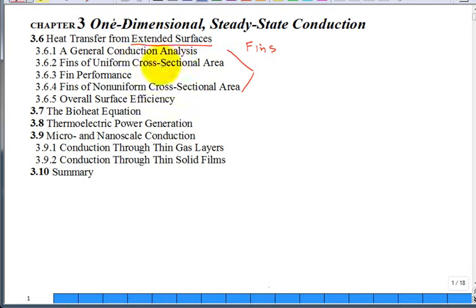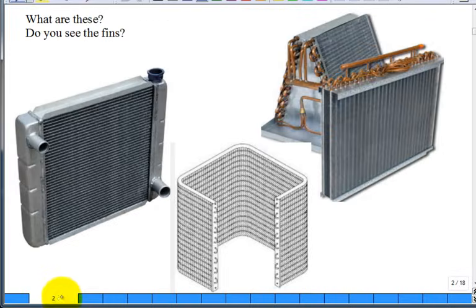When you look ahead, this section 3.7, bio-heat equation, I'm not going to cover it. It's just a little extra beyond the scope of this class. Thermoelectric power generation, not going to cover it. Micro and nanoscale conduction, not going to cover it. So those are all worthwhile topics. It's just we don't have time. So we're going to really emphasize section 3.6, heat transfer from extended surfaces.